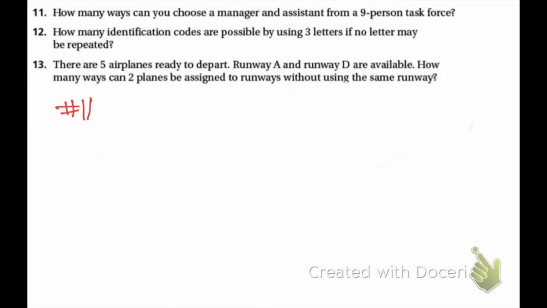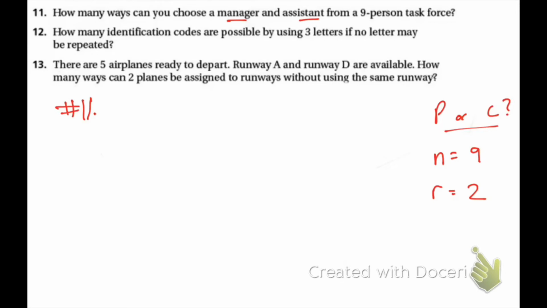Number 11, how many ways can you choose a manager and assistant from a 9-person task force? Now with this one, again, we're going to be looking at, is it permutation or combination? What's my total number of items? How many items am I selecting? Well, the total number of items is 9 because you have 9 people. How many items are you selecting? Well, you need a manager and assistant, so you need 2.